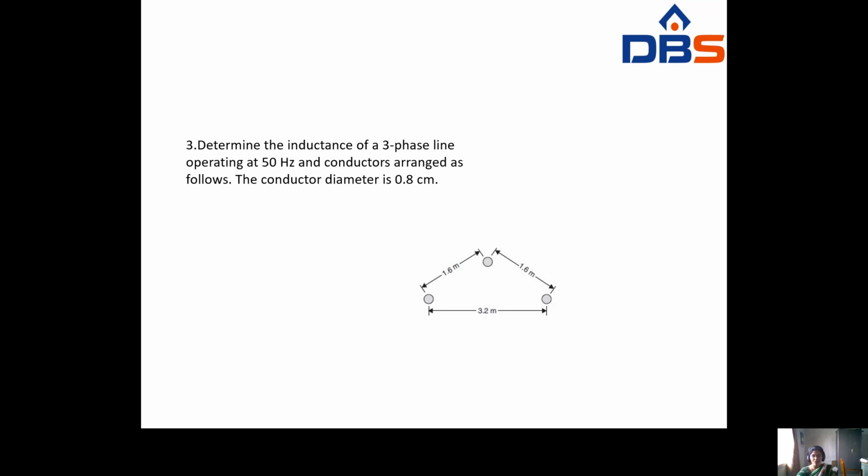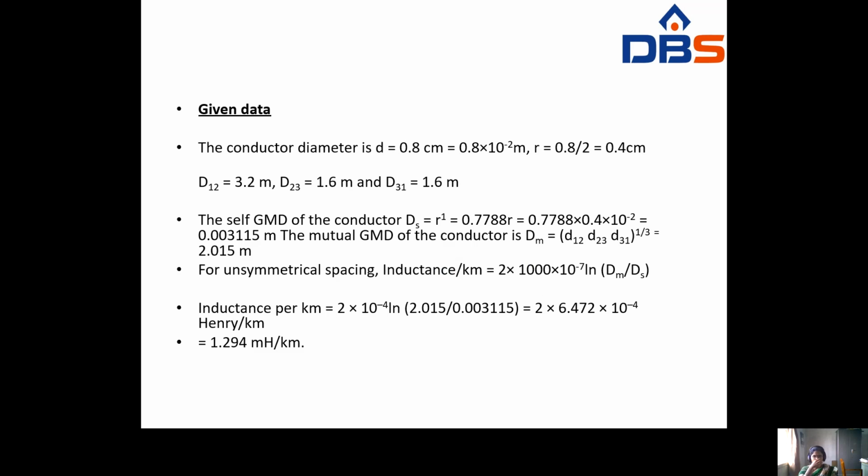Here you have to arrange the conductors A, B, C. Between conductors A and B the distance is 1.6 meters. Between conductors A and C, also 1.6 meters. And between conductors B and C, the distance is 3.2 meters. These are all operated at 50 Hz. The diameter of each conductor is given as 0.8 centimeters. Now you have to find the inductance per kilometer, same as the previous one.